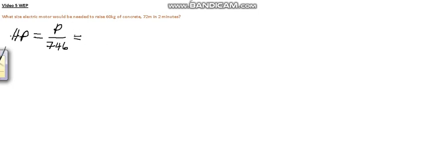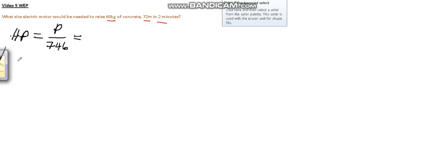What else do we know? We know it's got to be done in 2 minutes. It's got to go up 72 meters. The mass is going to be 60 kilos. So we've got a lot of information here. So, okay, well, my horsepower is equal to power in watts. Do we know our watts? No, we don't know our power in watts.